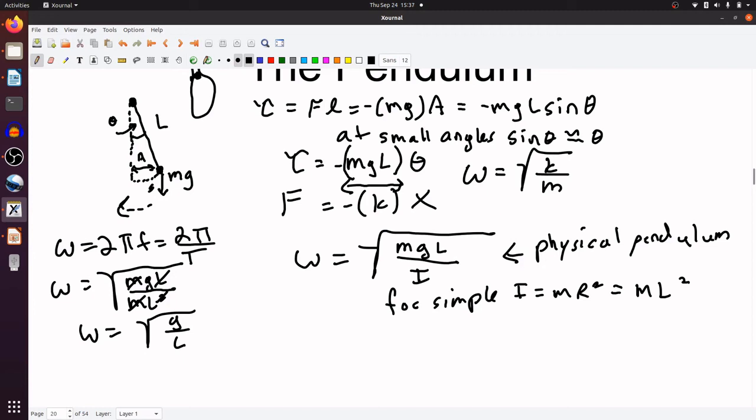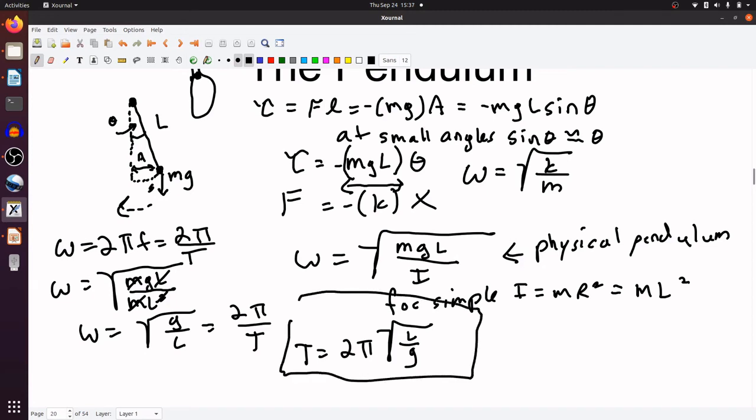We don't normally use angular frequency when we deal with pendulums. So I also know, coincidentally, from up here, that this is also equal to 2 pi over T. And so what I can do is move T to one side and move the g and the L to the other. And that's going to give me T is equal to 2 pi square root of L over g. And this is your general equation for a simple pendulum that we're generally going to use.